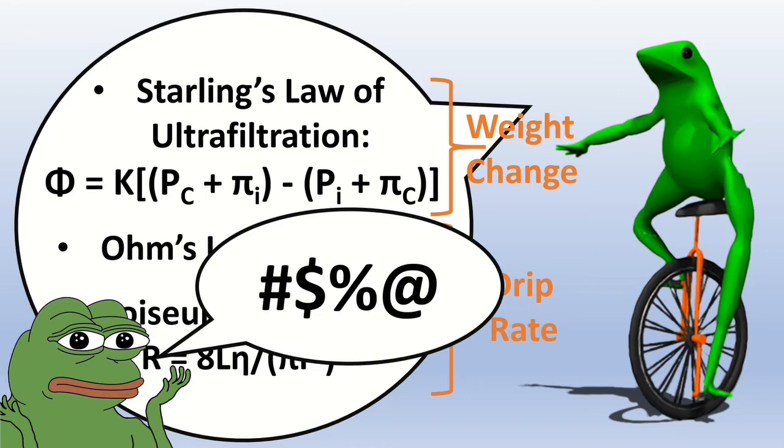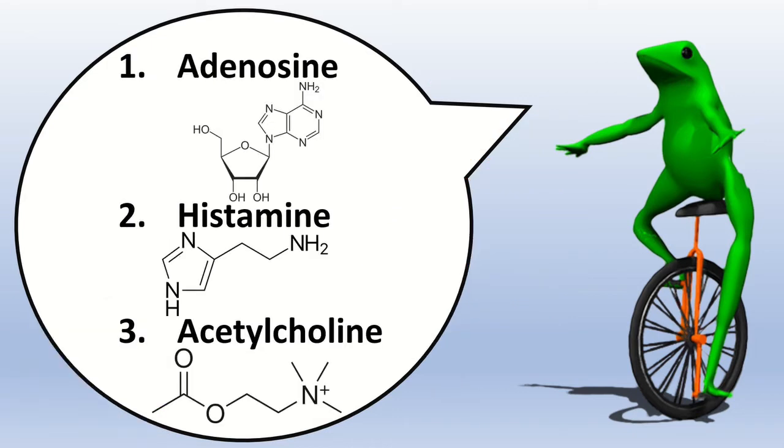For our experiment, we tested 3 different chemical compounds to see their effects on fluid balance. The chemical compounds were adenosine, histamine, and acetylcholine.